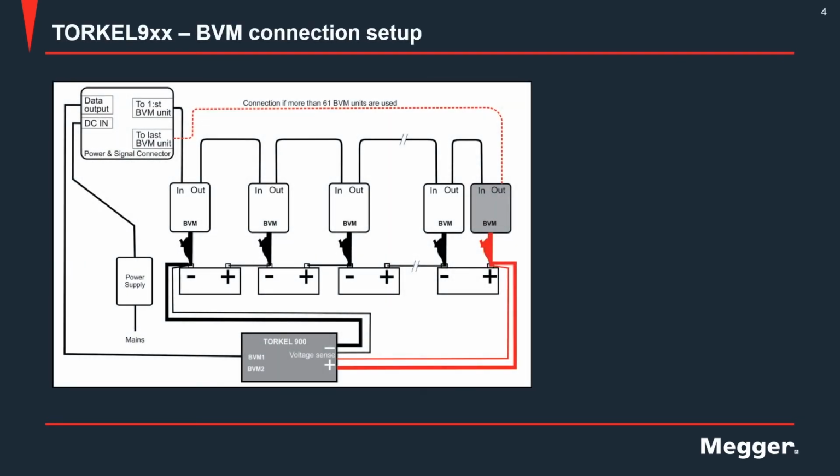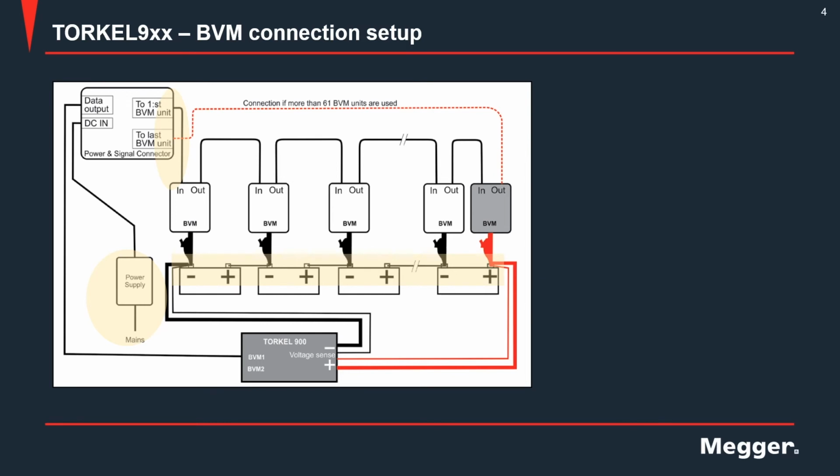The diagram here shows you how the BVM connections are done. You can start off by powering on the power and signal connector. Then you can connect the first BVM unit to the power and signal connector using one of the Ethernet cables. The first BVM unit is then connected on the negative post of the battery string. All the other BVM units would then be connected one by one on the negative post of each of the cells or jars that are present on the string. The last BVM unit goes on the positive of the battery string.